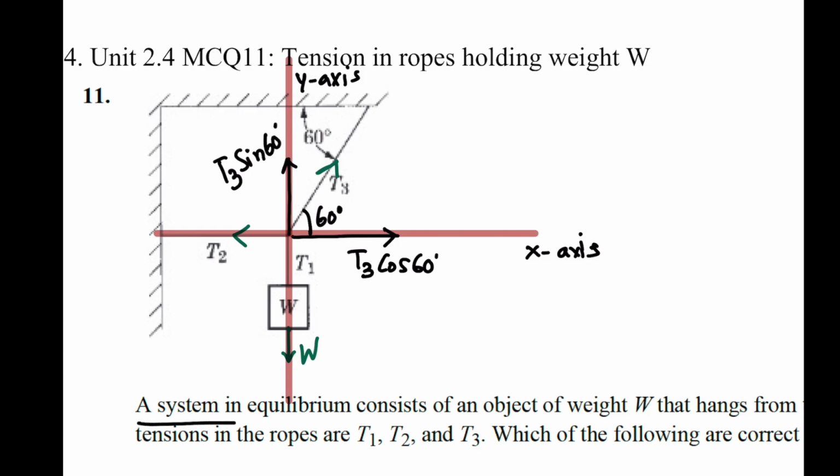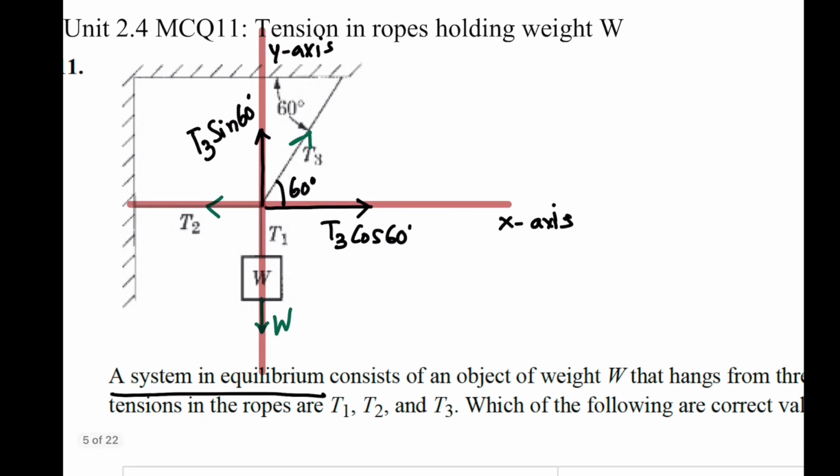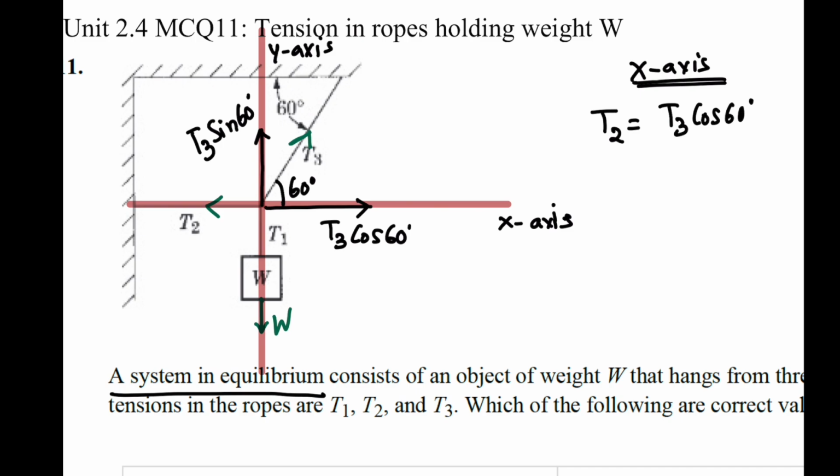Again, the system is in equilibrium, which is given to us. So in each direction the net force must be equal to 0. So for the x-axis, we are going to look at the forces which are along the x-axis, T2 and T3 cosine 60. They must be equal to each other as they are acting in opposite directions. So T2 should be equal to T3 cosine 60, and along the y-axis we can see there is T3 sine 60 up and W acting down. So let's write that T3 sine 60 will be equal to W.